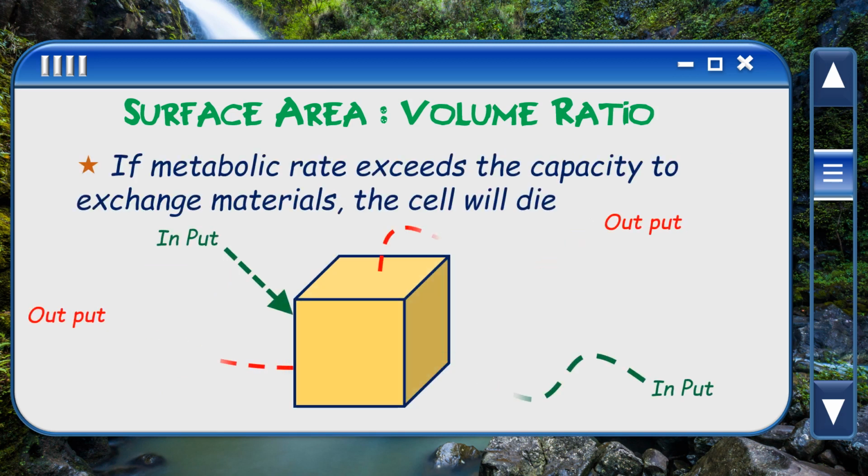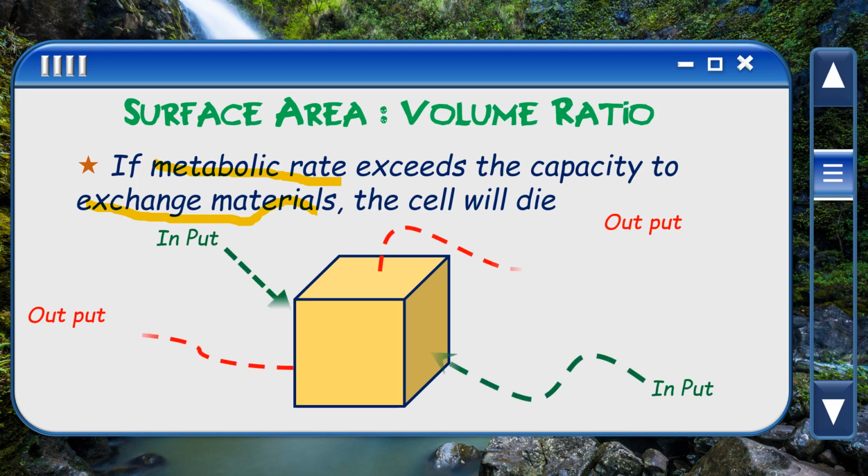Now, if the metabolic rate exceeds the capacity to exchange material, the cell is going to die. Metabolic rates are the reactions that are taking place in the cell. And when these metabolic rates are increasing, or they come to a point that they exceed the capacity of exchanging materials, the cell is going to die.